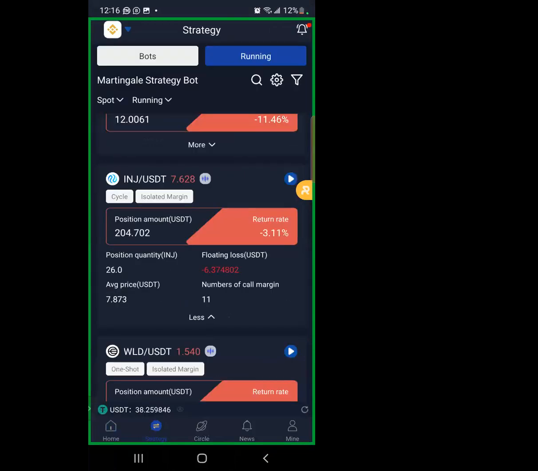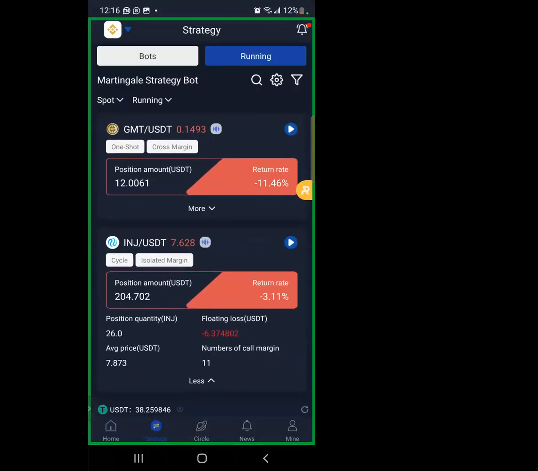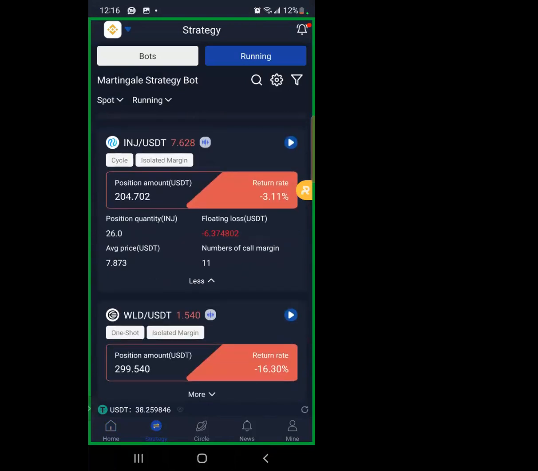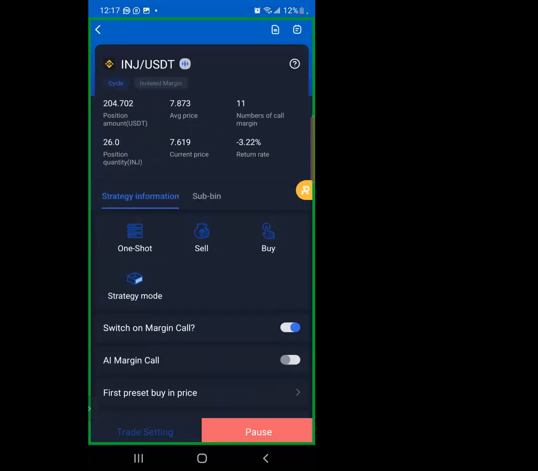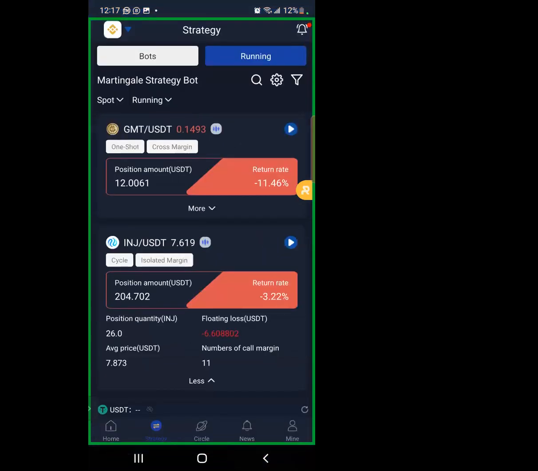For example, I'm trading GMT. I have ING. I have WorldCoin. Now, let's assume I want to follow up my trades. I'm having ING. It is trading, and I would love to monitor my trade, even if I don't open my application. How do I do that? Simple. Tap ING, tap that coin. Go to the coin.